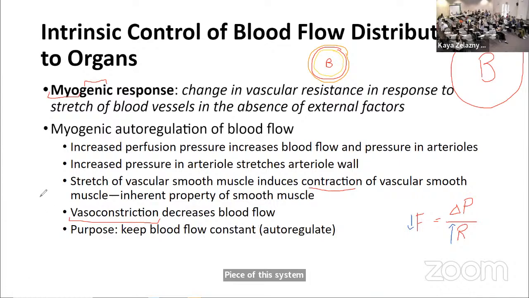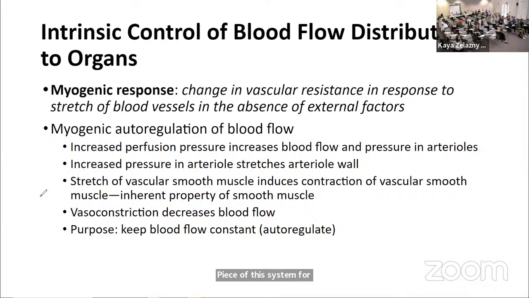So, questions about intrinsic control at this point before we move forward into extrinsic control?